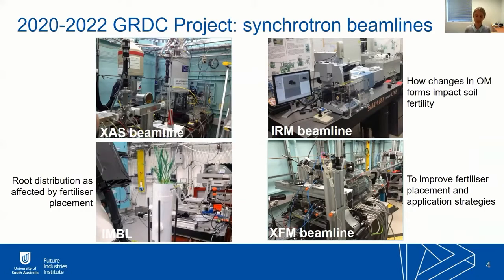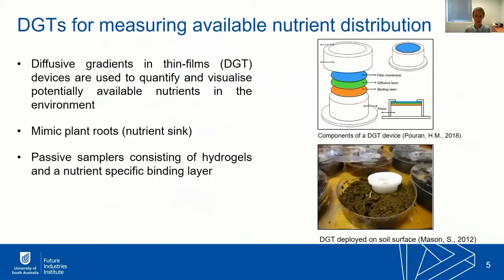And most of my research is done at the X-ray fluorescence beamline, where I image DGT devices with the ultimate goal to improve fertiliser placement and application strategies. So my work is closely connected with Helen. Helen carries out root tomography to look at root architecture. I then section the soil cores and then examine the nutrient distribution and see how these two things overlap.